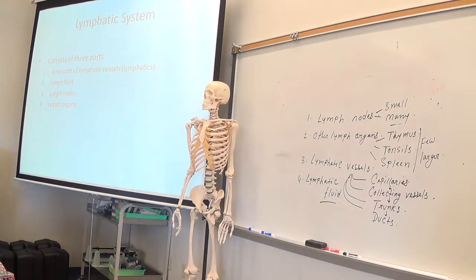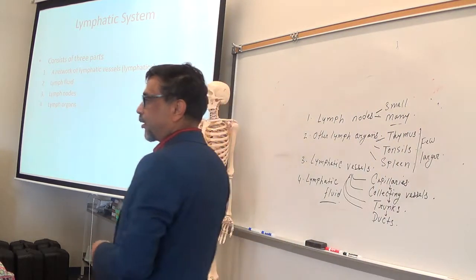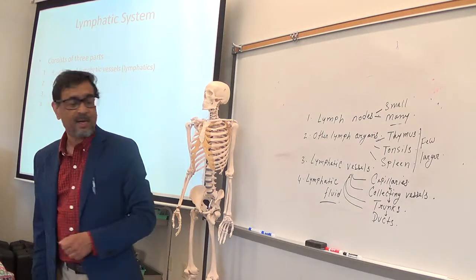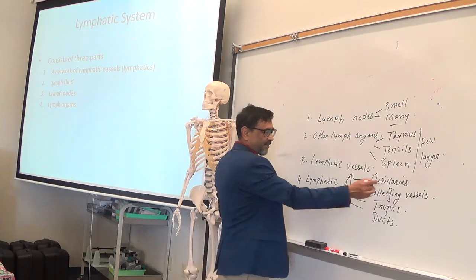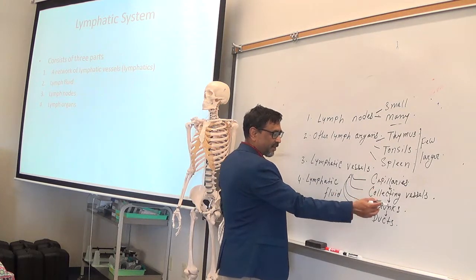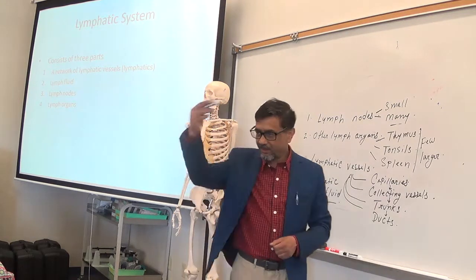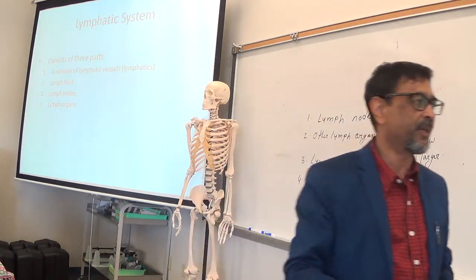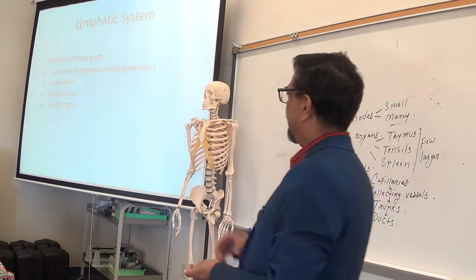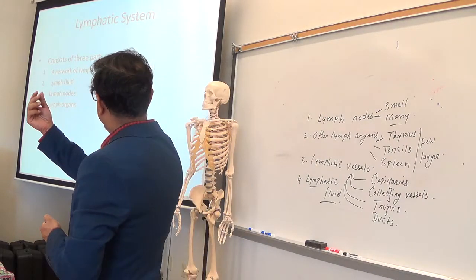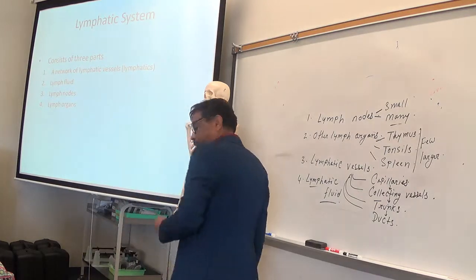So these are the parts of your lymphatic system. Lymph organs, small and many, those are the lymph nodes, and large and few, those are other organs, thymus, tonsils, spleen. You have lymphatic vessels, capillaries, collecting vessels, trunks, ducts, and the fluid inside the system. That is the lymphatic fluid, which is a kind of whitish fluid.